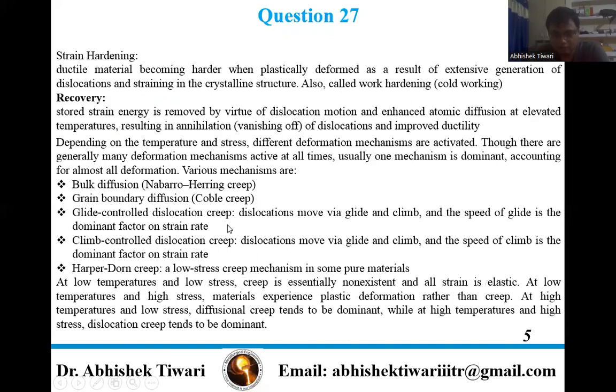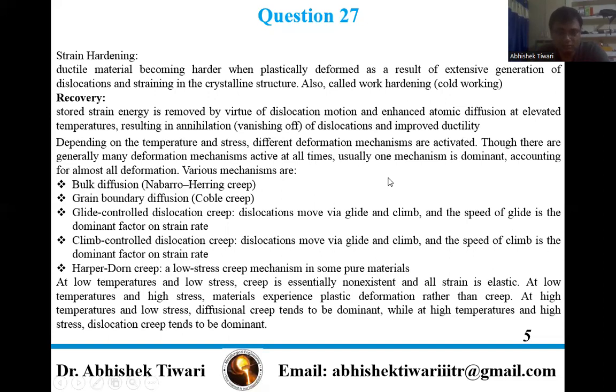Now, we have seen two particular terms in this, strain hardening and recovery. So, first we try to understand what is strain hardening. So, the ductile material becoming harder when plastically deformed as a result of extensive generation of dislocations and straining of the crystalline structure. So, this is called strain hardening. It's also called work hardening.